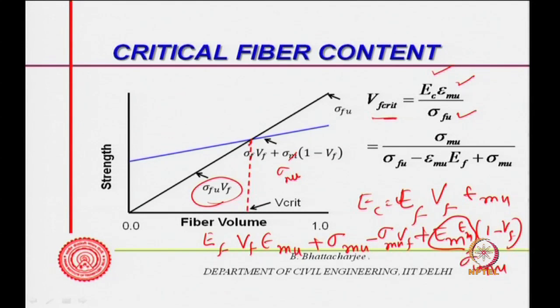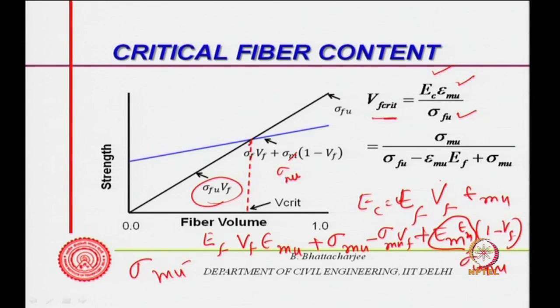So, if I take V f common from this, I will get a relationship of sigma mu minus sigma mu minus.